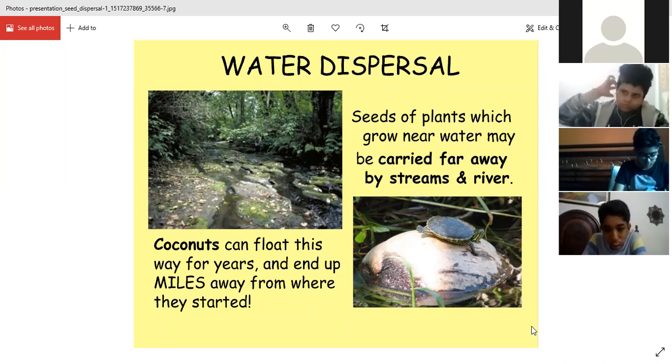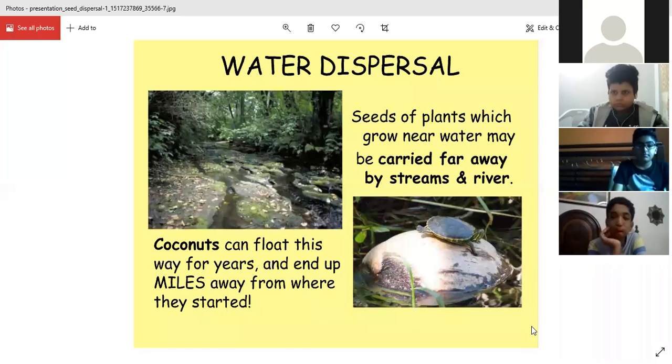All right. Now, coconut flowed in this way for years and ended up miles away from where it started. Coconut भी पानी के अंदर तैरता जाता है. And over here it is written that coconut travels in the water for years or maybe more than years until and unless it reaches the next part of the sea.